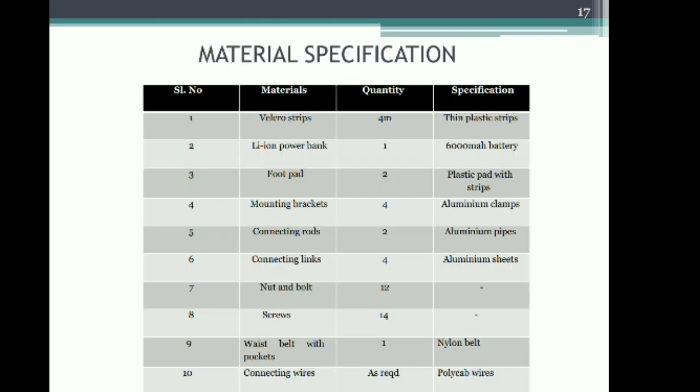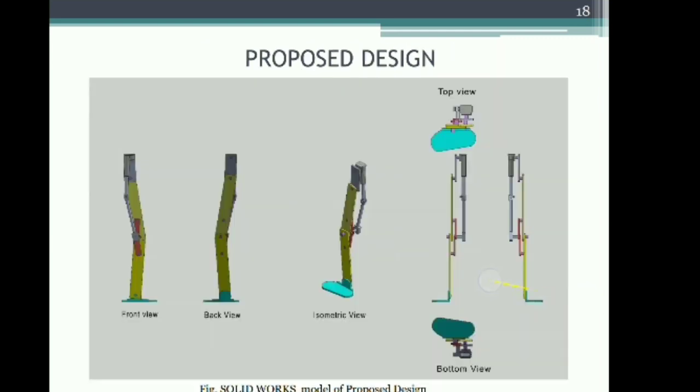Next, what is the material specification? Material specification of the Velcro strip of the 4-meter thin plastic strip and a lithium-ion power bank, one 6000 mAh battery, and the footpad, 2 plastic pads with a strip, and a mounting bracket, 4 aluminum clamps, and a connecting rod, 2 aluminum pipes, and a connecting link, 4 aluminum sheet, nut and bolt 12, and screw 14, waist belt with a pocket, 1 nylon belt, and a connecting wire as required, polycab wires.